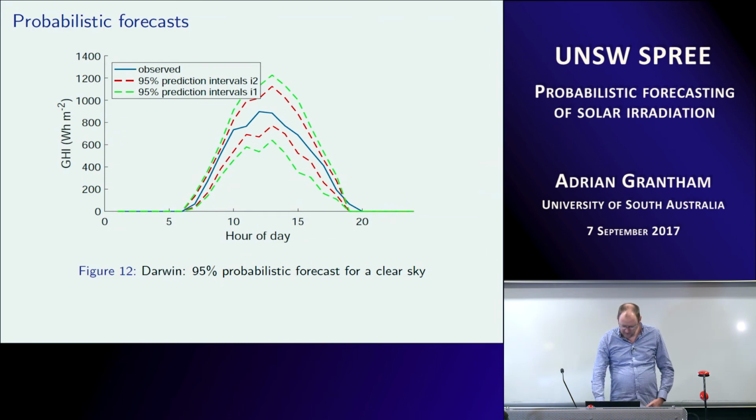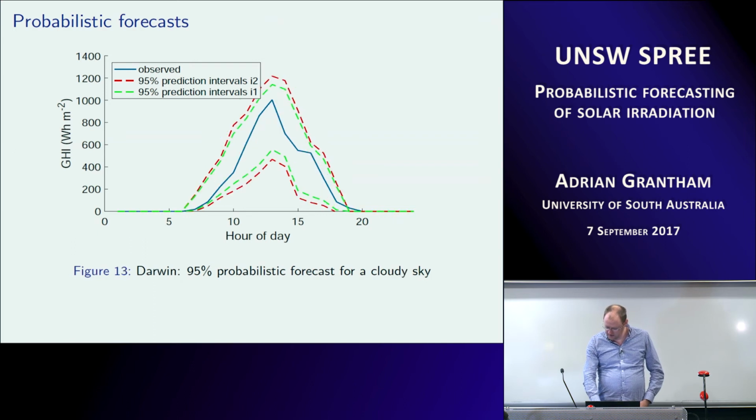For Darwin, I categorise this as a clear sky. It looks reasonably clear. Once again, because it's clearish, our new approach in the red is able to get us narrower prediction intervals than the green dashed, which was our previous go. But here we have a bit more of a cloudy day. We can see that our old method is performing better.